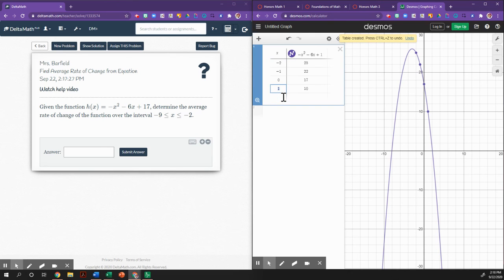I'm going to delete out the predetermined values, because that's just Desmos being nice and giving me some values to start with. I'm going to type in -9 first, and then I'm going to type in -2. So that gives me my intervals that I need to find my slope for. I'm going to write those down and switch over. So -9, -2, -10, 25. So there's x, and here's h of x.